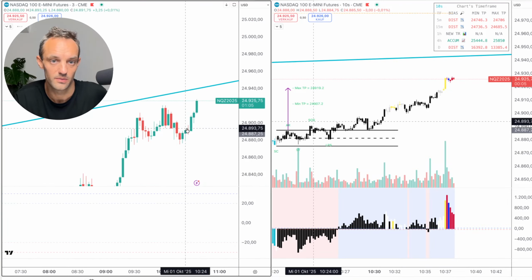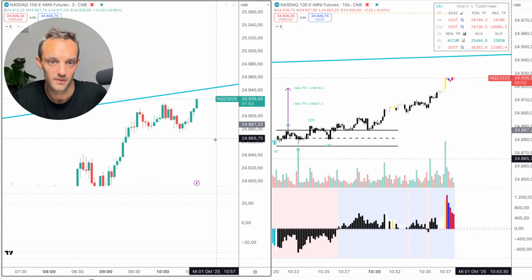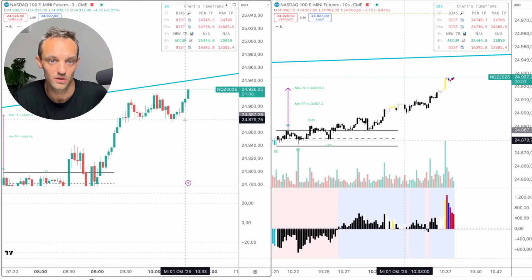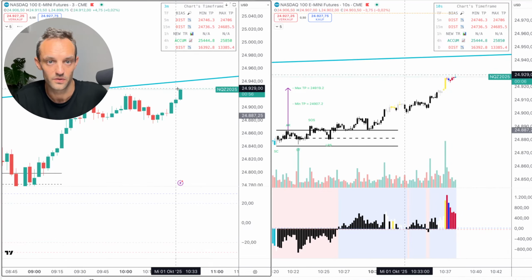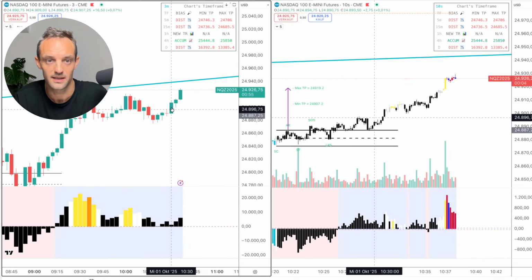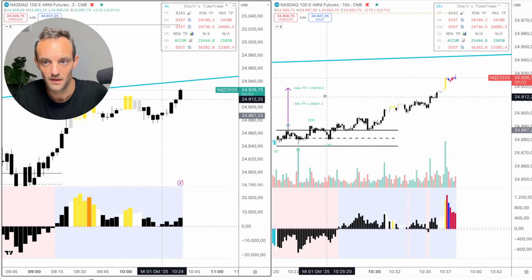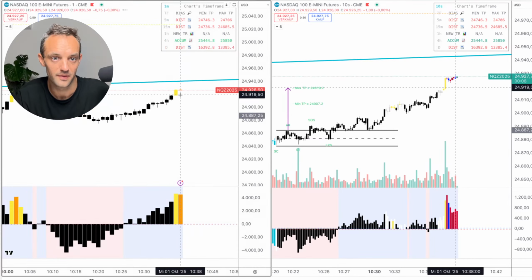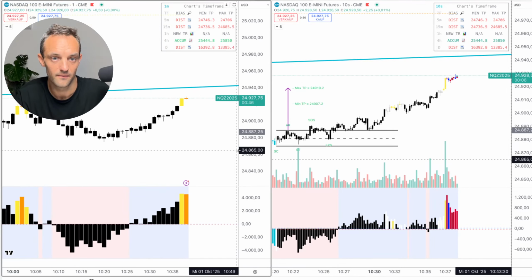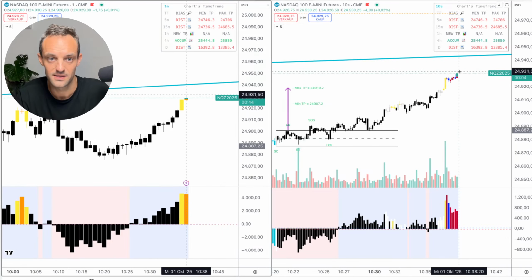Let's go to the 3-minute time frame. That's why it is very important to look at more different time frames. Let's wait for the 3-minute candle. The 3-minute candle is still black. So we can stay in this uptrend.